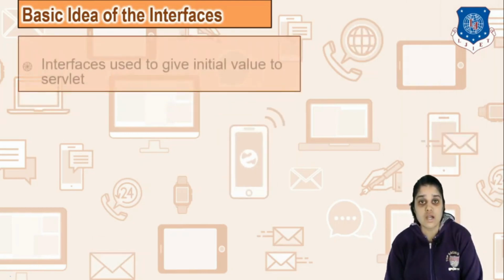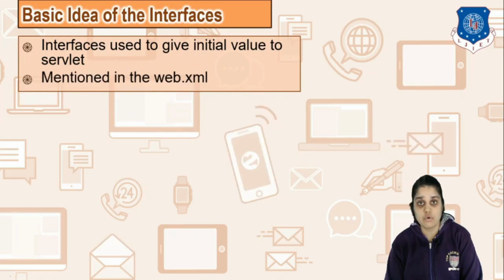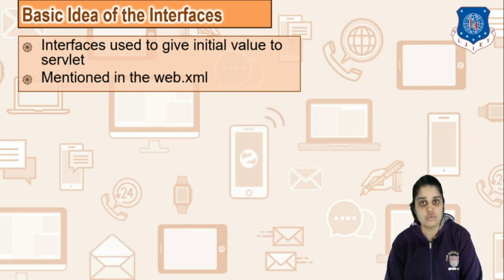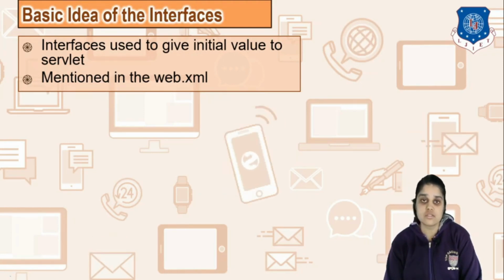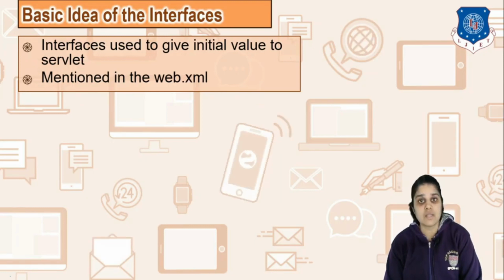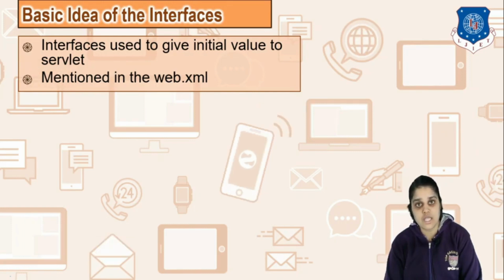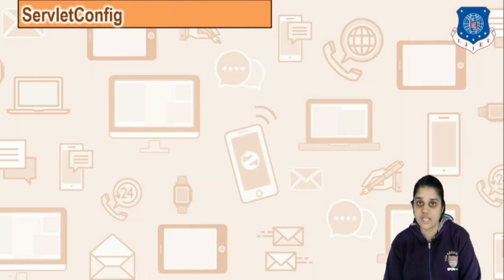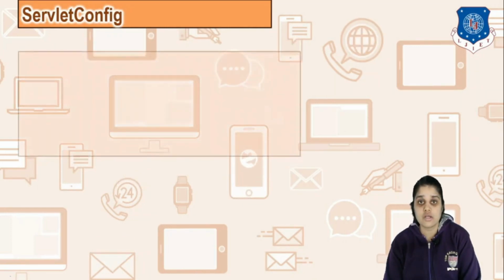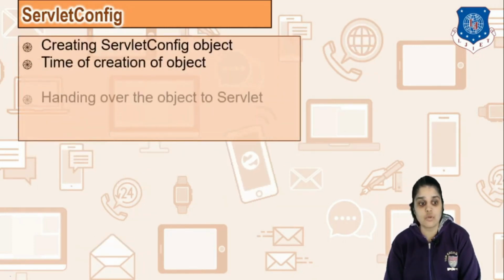We are going to start with the basic similarity between both the interfaces, the ServletContext as well as the ServletConfig. Both these interfaces are used to give initial values to your servlet. These things are actually given during setup of the servlet, and they are mentioned in the web.xml file, or your deployment descriptor, and they are accessed from this particular file.